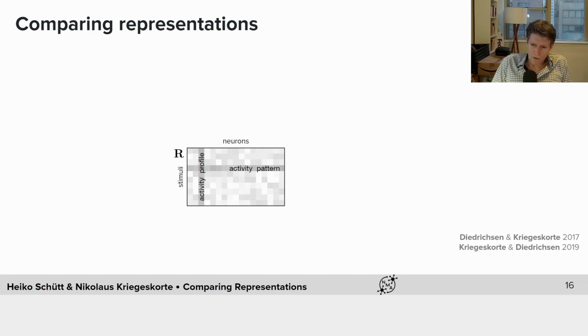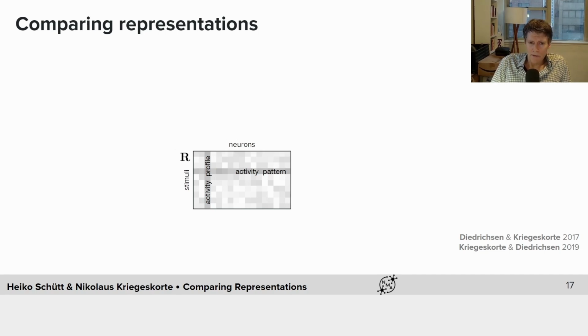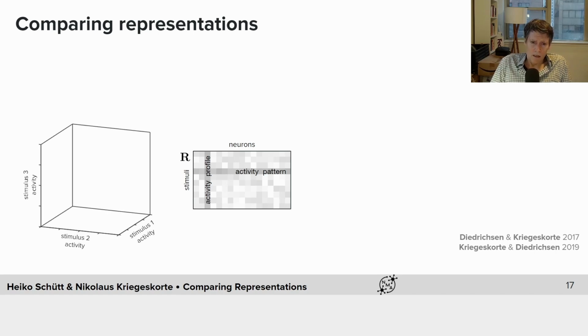So now that we have a sense of the lay of the land and how these two approaches differ, let's dig a little bit deeper and look at this response matrix that we call R in a bit more detail. I've told you that we can think of this in terms of its rows, the activity patterns, or in terms of its columns, the activity profiles. Let's consider the columns first.